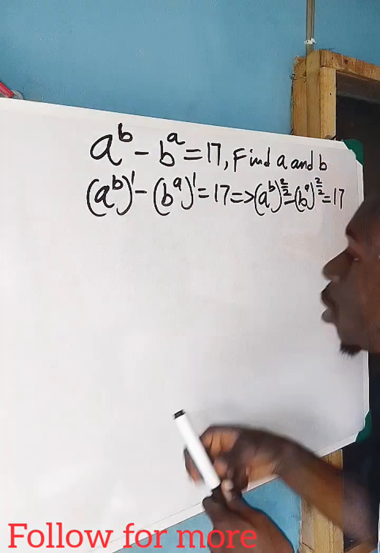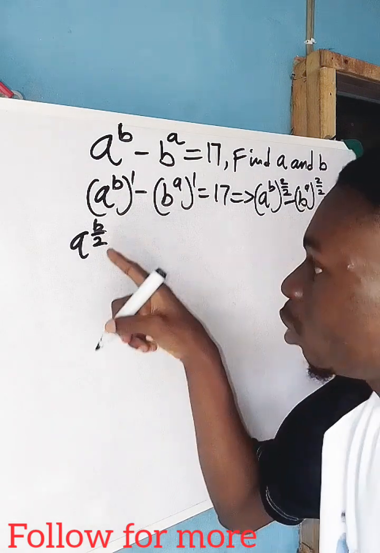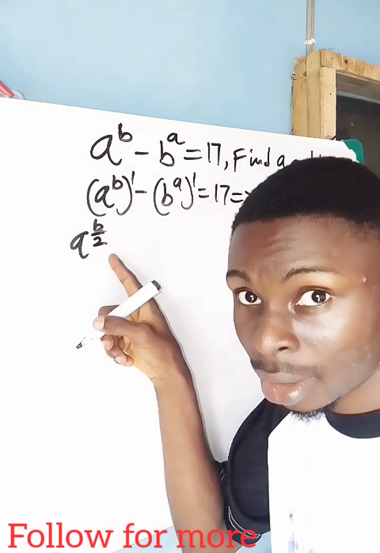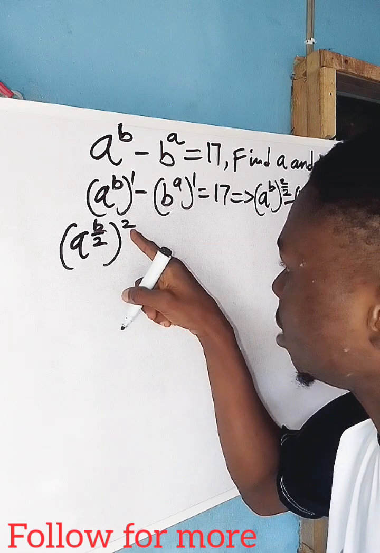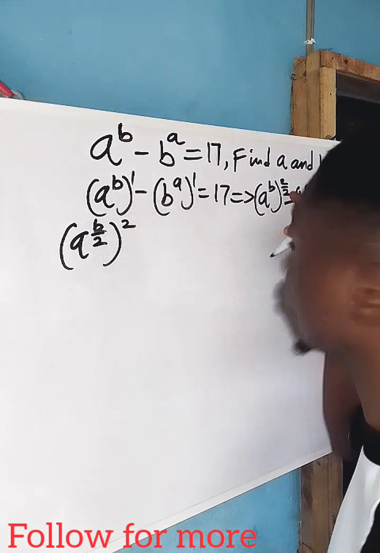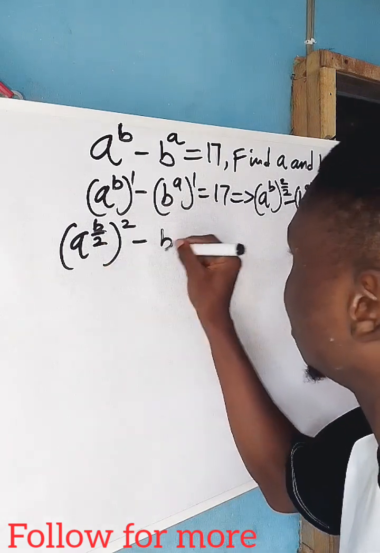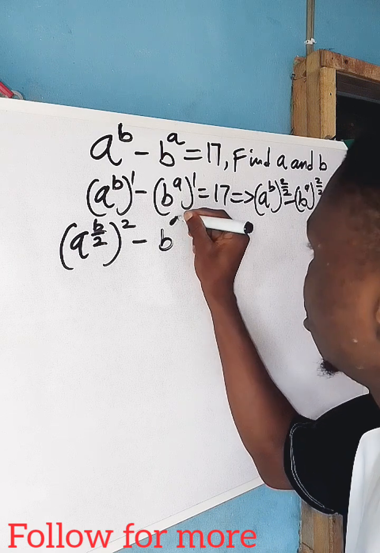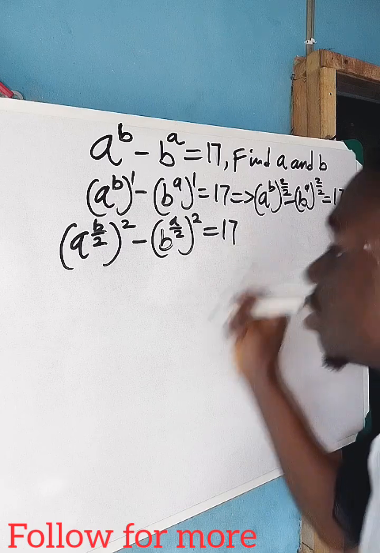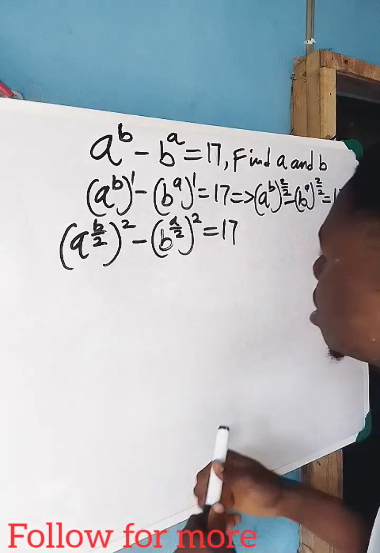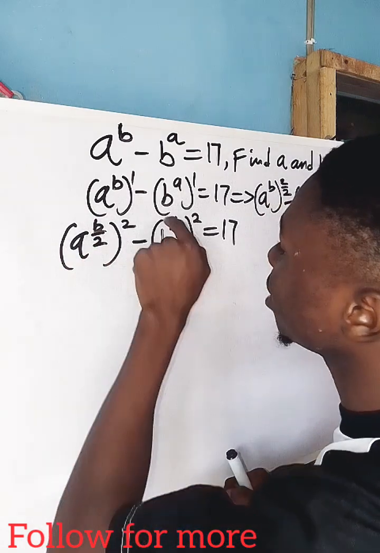Alright, so this now becomes a to the power of b divided by 2, because if 1 over 2 is multiplied by b, you're going to have b over 2. So all this is raised to the power of 2, such that if you bring out 1 over 2 and multiply this, you are getting 2 over 2, right? So this is minus, the same thing applicable to a. So this is b to the power of a over 2 to the power of 2 is equal to what? 17, right? So this is a to the power of b over 2, and this is b to the power of a over 2.